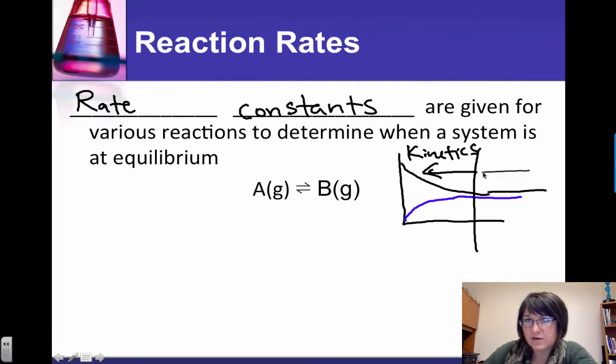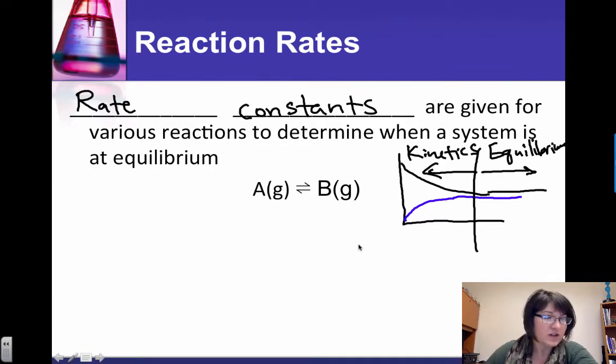But this side of the graph, once it levels off, this is when the system is finally at equilibrium and the concentrations don't change anymore. So this is the equilibrium portion of our graph when we're monitoring the change in the concentration over time.